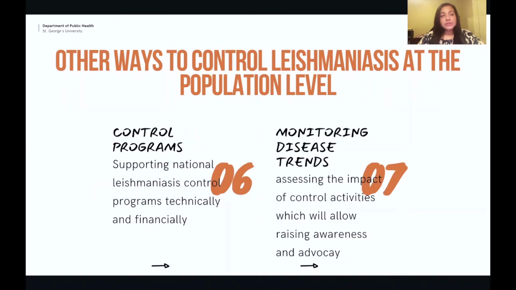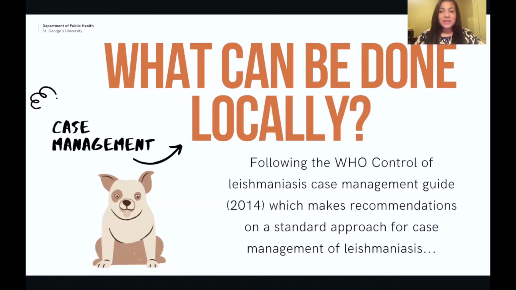So at a population level, supporting national leishmaniasis control programs technically and financially to produce updated guidelines in countries and make disease control plans, including sustainable effective surveillance systems and epidemic preparedness and response systems, is another great way to ensure control and prevention of leishmaniasis. Monitoring disease trends is also very important. This will allow raising awareness and advocacy on the global burden of leishmaniasis and promote equitable access to health services. So what can be done locally?